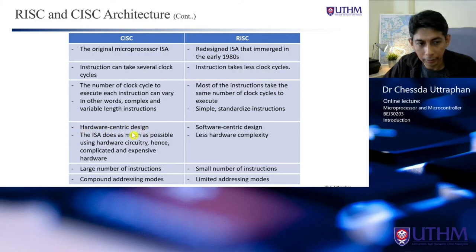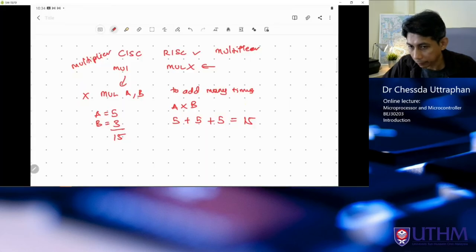Hardware-centric design, or the hardware is more complex. This one is software-centric design, which means that the compiler needs to be powerful to convert your instruction to the meaningful operation. For example, if your microprocessor has the multiplication instruction, but it actually does this addition three times like this, the compiler must be very, very clever to translate this to this.